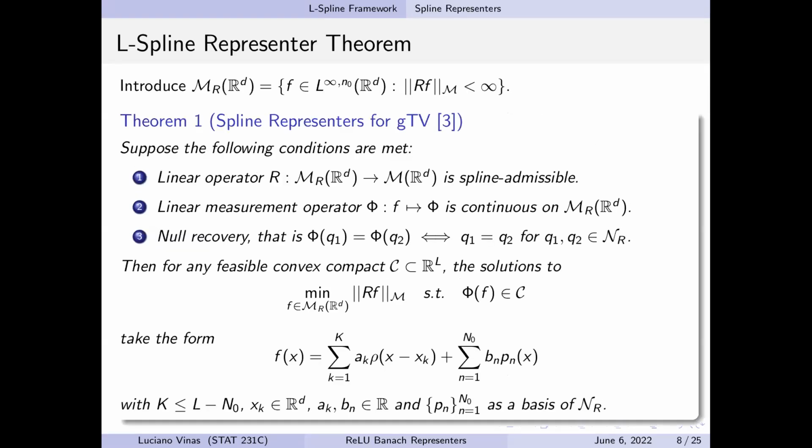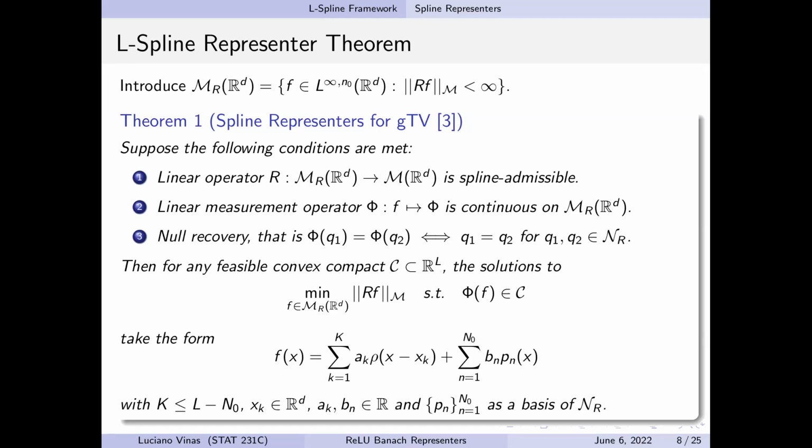Right? So this is functions in the null space of R that grow only as fast as our Green's function. Okay. Next, we're going to define just some quick notation. Using that same polynomial growth space, we're going to look at functions that have finite norm, right? So this is also called the native space of R.